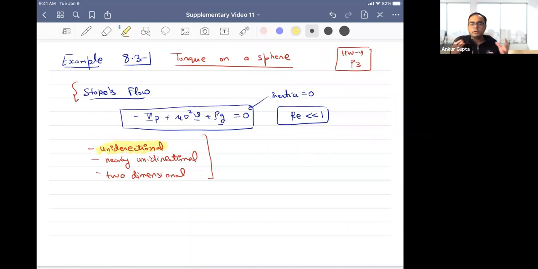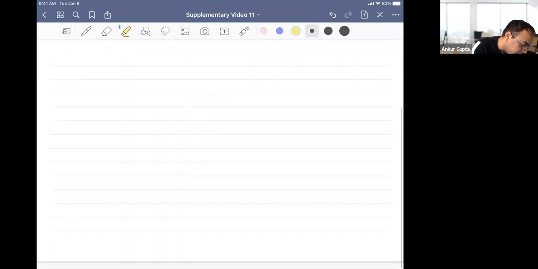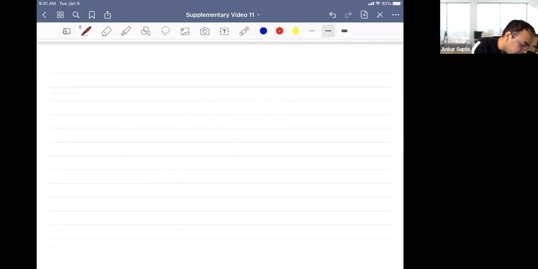The reason why I wanted to do this problem, and why it is a slightly more complicated problem, is that it has a spherical geometry. And we also discuss the torque on a sphere. So there's a torque associated, which we have not discussed yet in this course. So let's discuss this problem. I just wanted to clarify that this is a unidirectional Stokes flow problem. So what's the problem and how should we think about it?